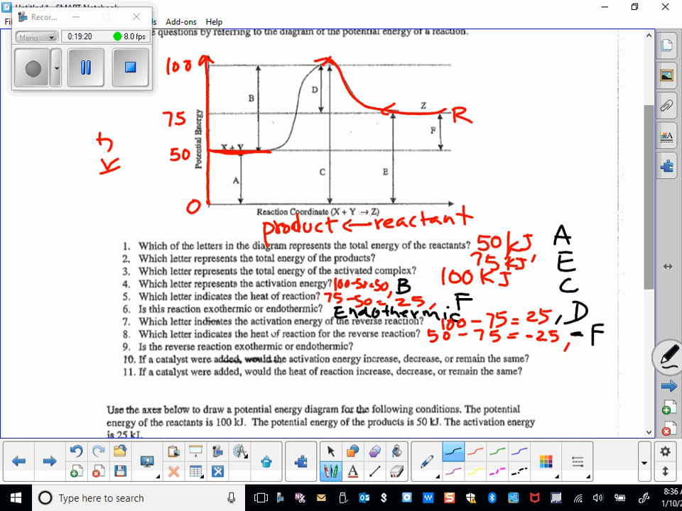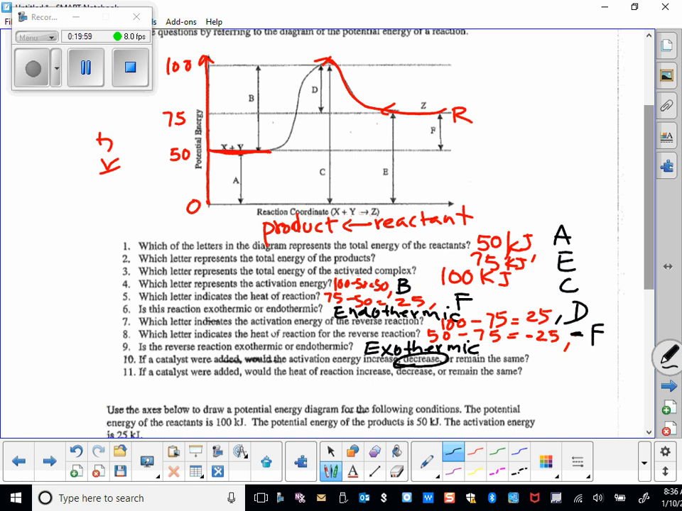So, Jenna, is the reverse reaction exo or endo? Exo, you got a negative sign. It's got to be exiting. It is an exothermic reaction. Now, Jameson, I'm adding a catalyst. We've drawn the dotted line. Would the activation energy increase, decrease, or remain the same as a result of adding a catalyst to this reaction? Very good. It would decrease the activation energy.